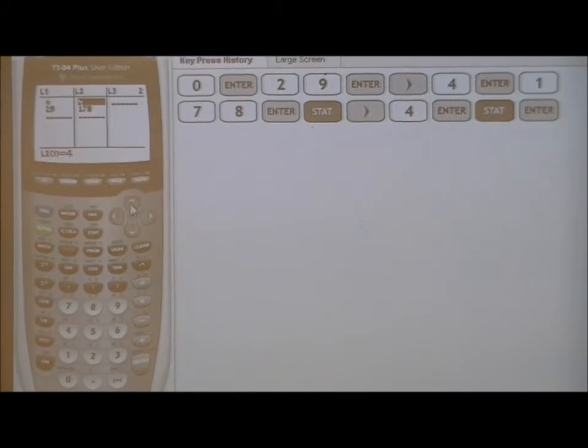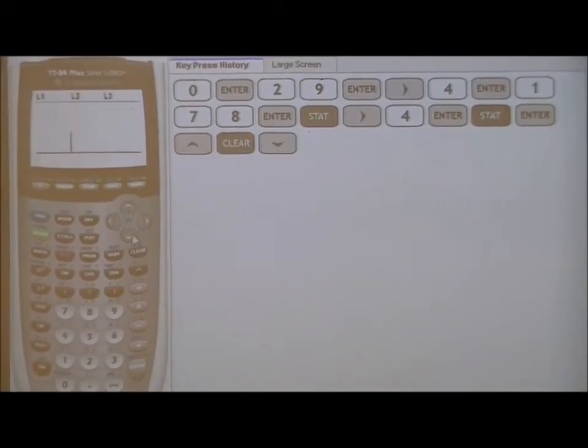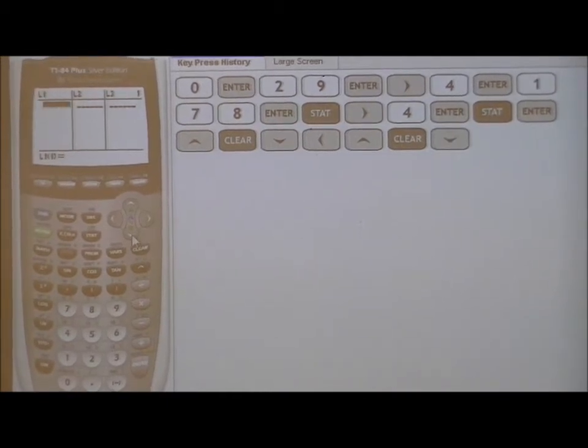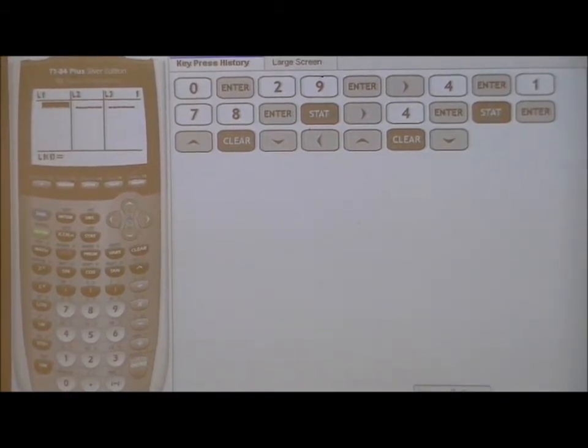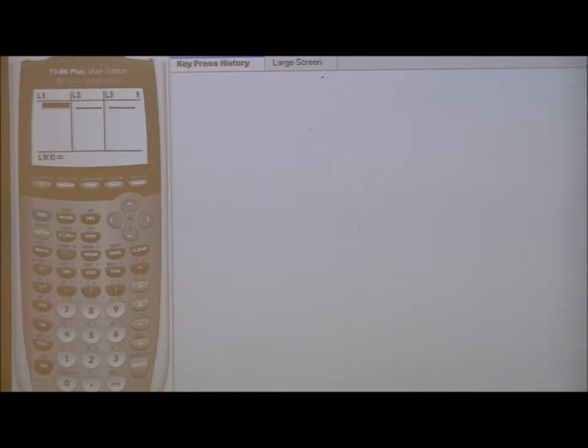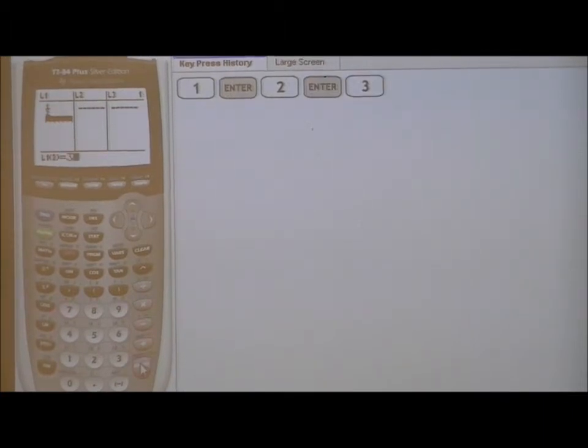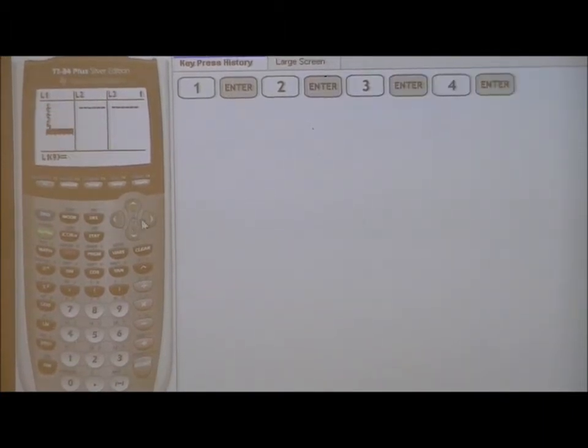Remember to clear, you just cursor up and hit clear, cursor down and it goes away. Cursor up and hit clear, but you won't see it again until you cursor down. If you want, I can clear this history so it won't look so confusing. Now let's put our data points in. 1, enter, 2, enter, 3, enter, 4, enter. Move over to the other side and put in your data points.